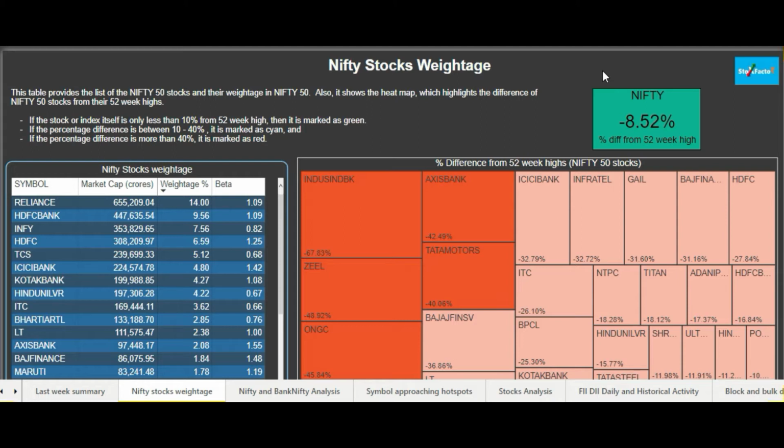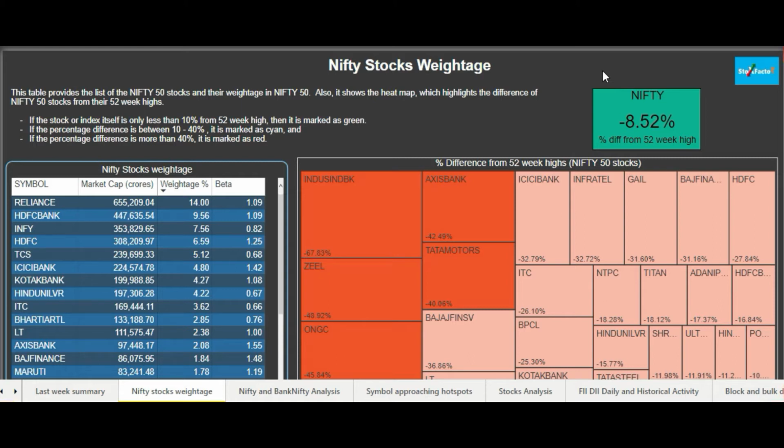So in this video we are going to cover the third page or third tab of our dashboard, that is the Nifty stocks weightage and the percentage change from their recent highs or the 52-week highs. This page is specifically dedicated to Nifty 50 stocks, to give you an idea about how the trend is going in the Nifty 50 stocks and what their weightage in the Nifty is. That's the most important thing to know whenever you want to trade in the Nifty 50 stocks.